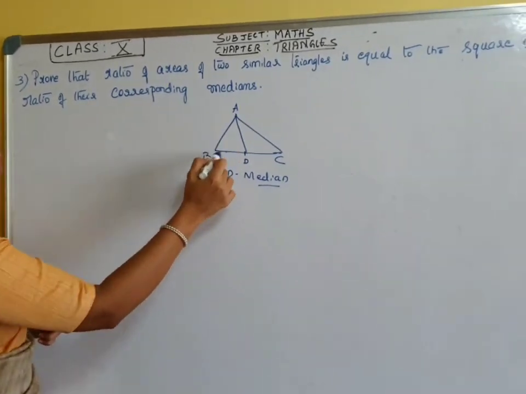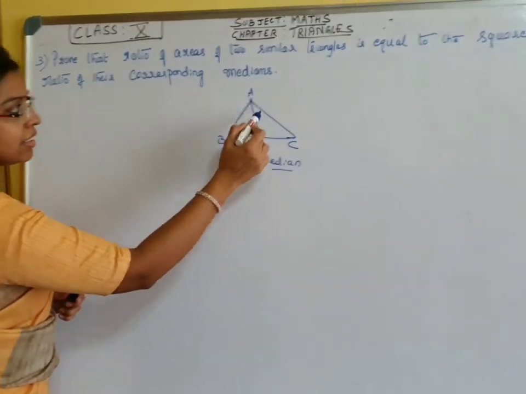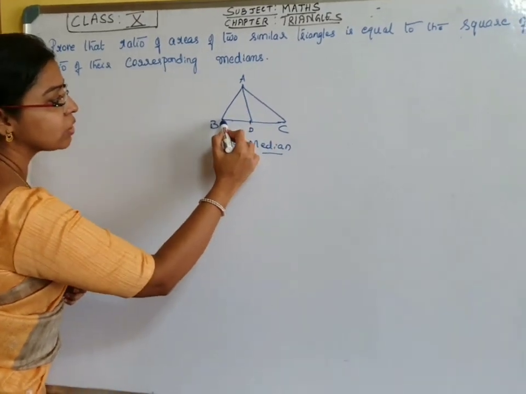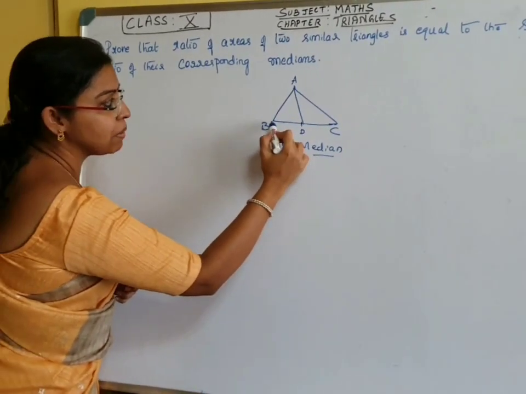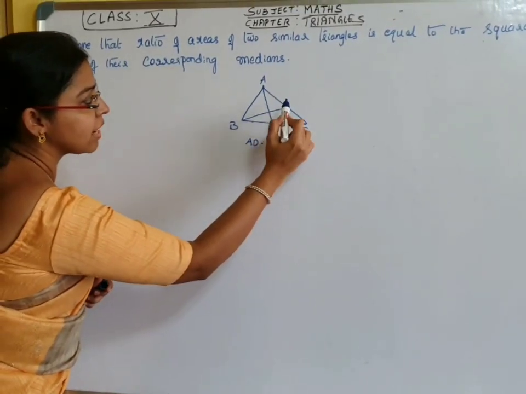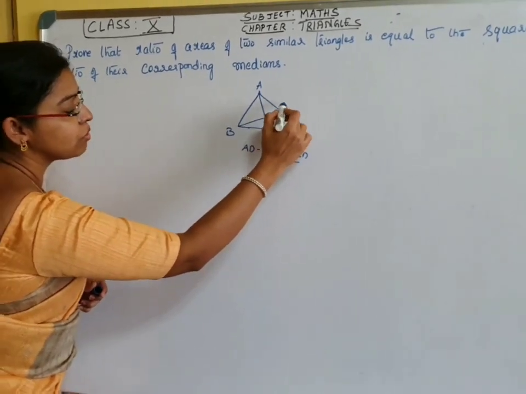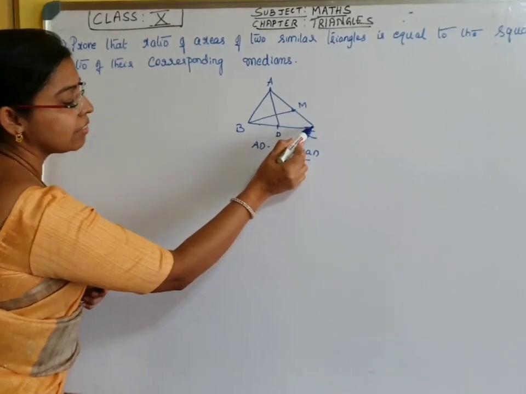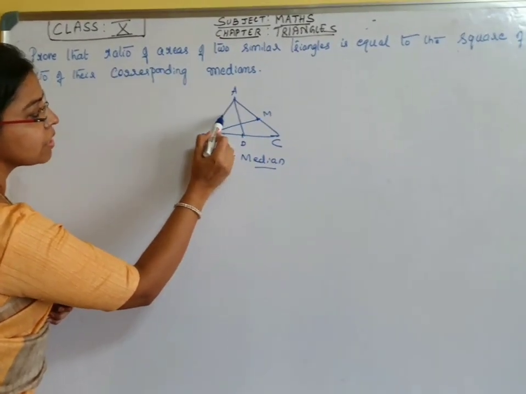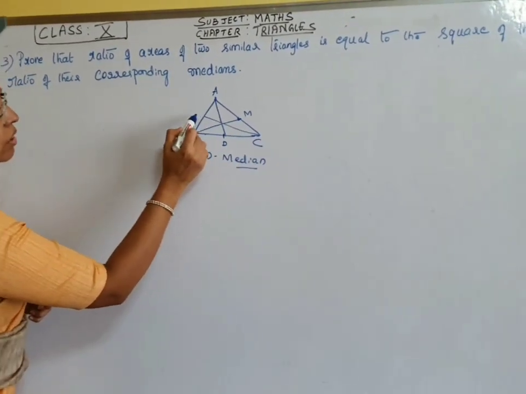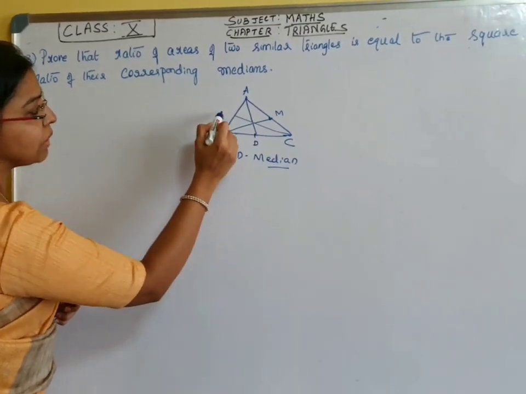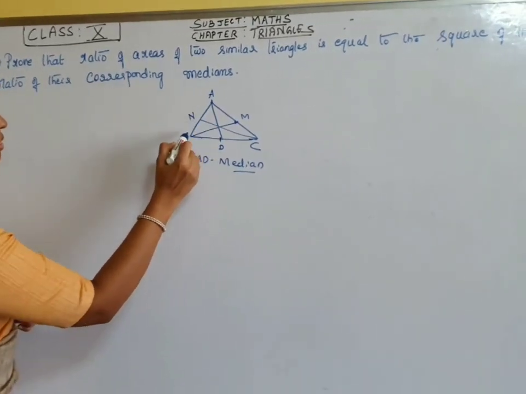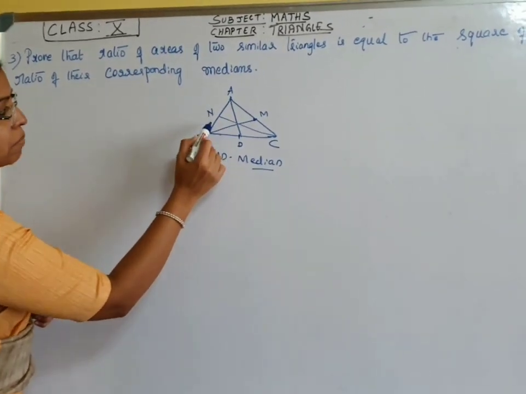So how many vertices are there in a triangle? 3 vertices are there, A, B and C. So we can draw another median from the vertex B to the opposite side, which is the midpoint M of AC. And there is another vertex C. From C we will draw another median which intersects the midpoint N of AB.